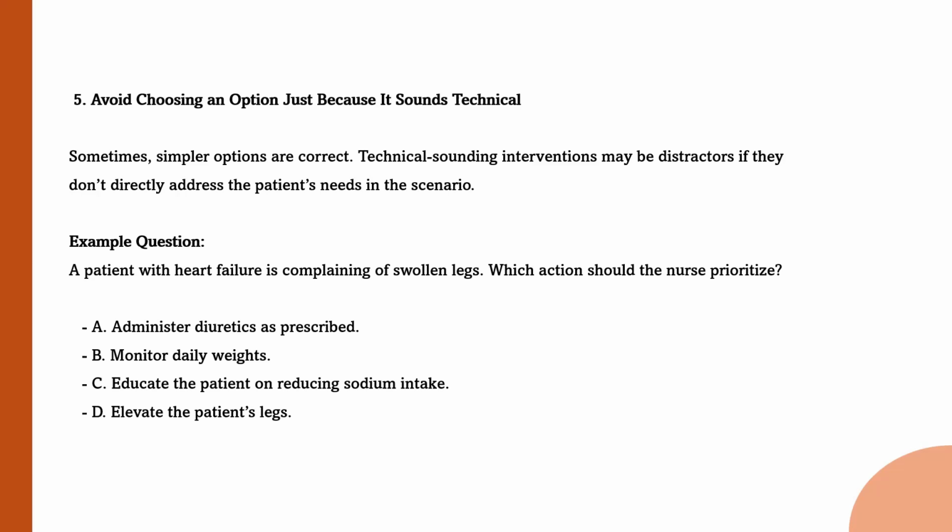So look at this example. A patient with heart failure is complaining of swollen legs. Which action should the nurse prioritize? Now, the swollen leg is what we want to solve. Yes, administering diuretics can solve the problem. Monitoring daily weight: the reason I will not select monitoring daily weight is because if I monitor daily weight, will it solve that swollen leg now? No. So me personally, I'm going to take out B.